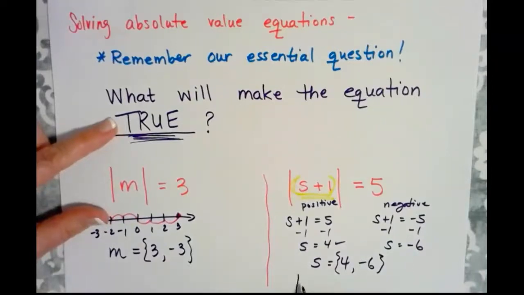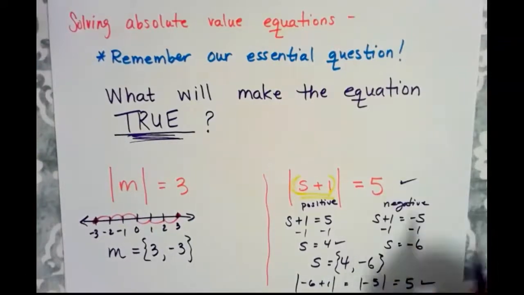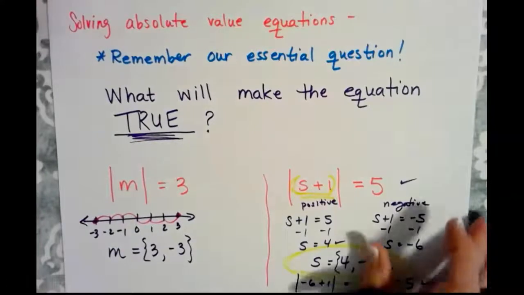So if we have the absolute value of -6 plus 1, that is the absolute value of -5, and the absolute value of -5 is 5. So it checks. So here are our 2 answers, +4 and -6.